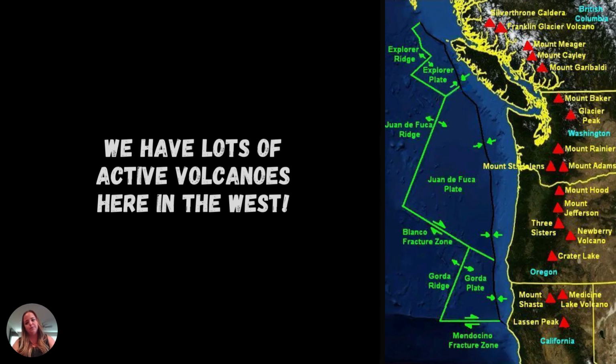As I said before, in the West, here in the Pacific Northwest, we have a lot of volcanoes. These are all the Cascadian volcanoes. They're all a result of the subduction of the Juan de Fuca plate below North America. You can take a look at this map and look at all the different plate boundaries and volcanoes on it.